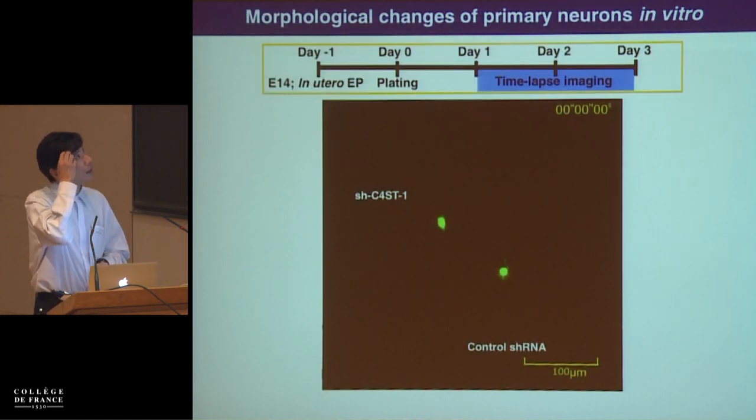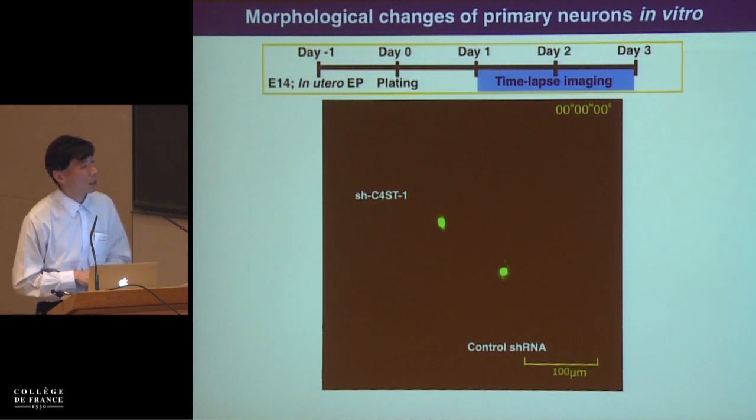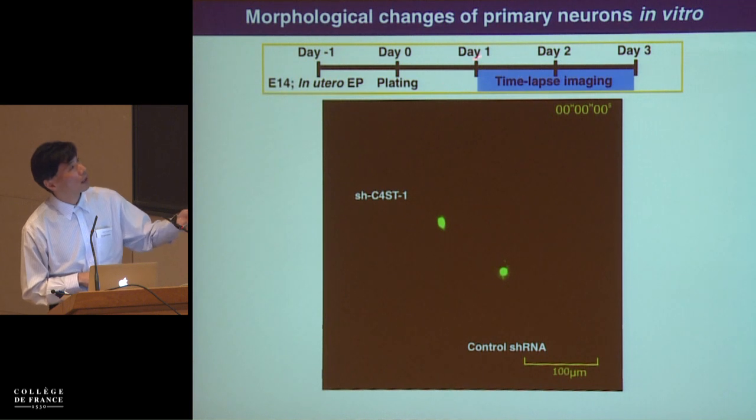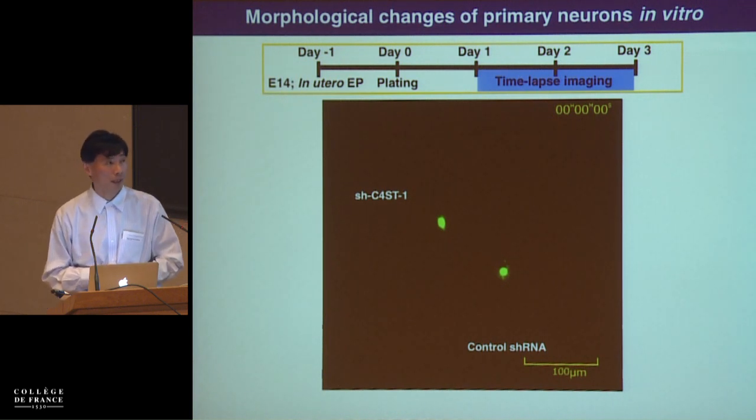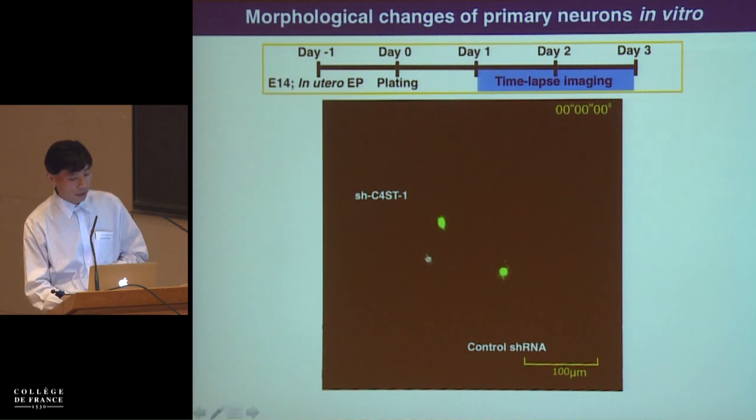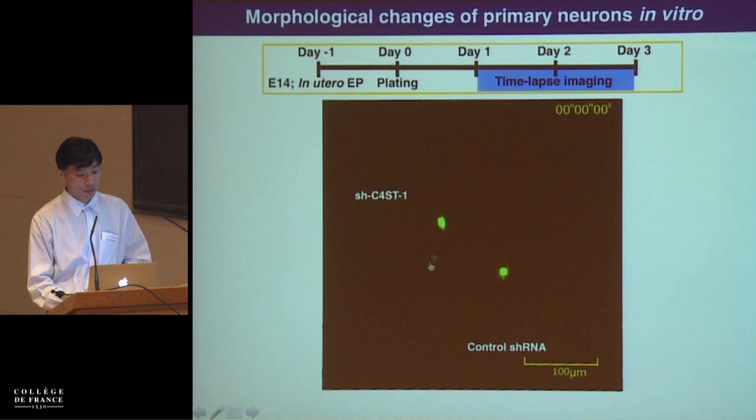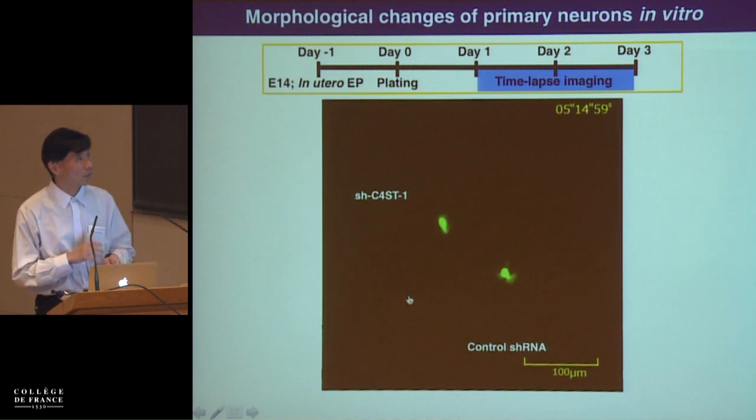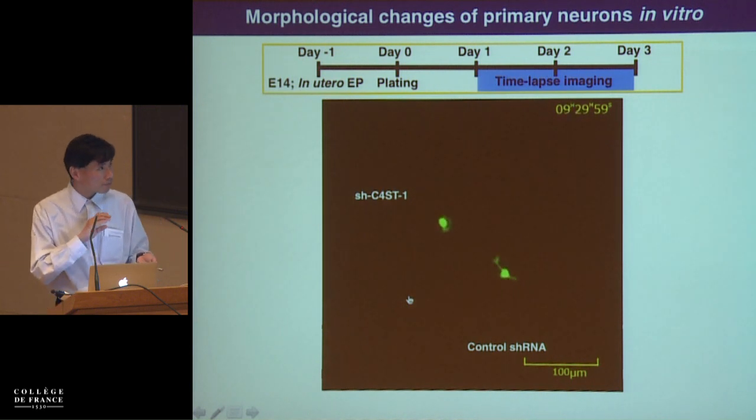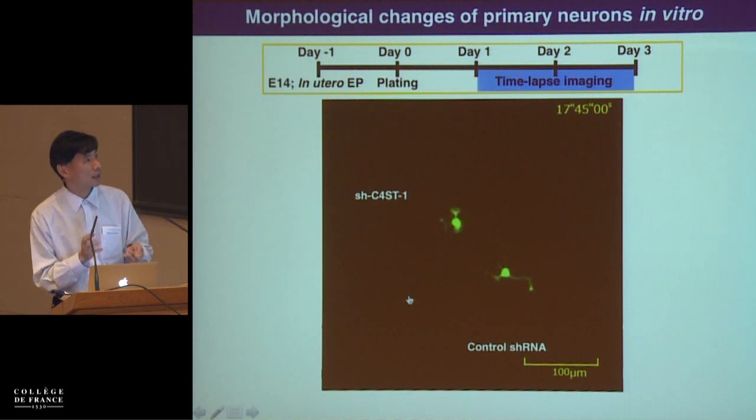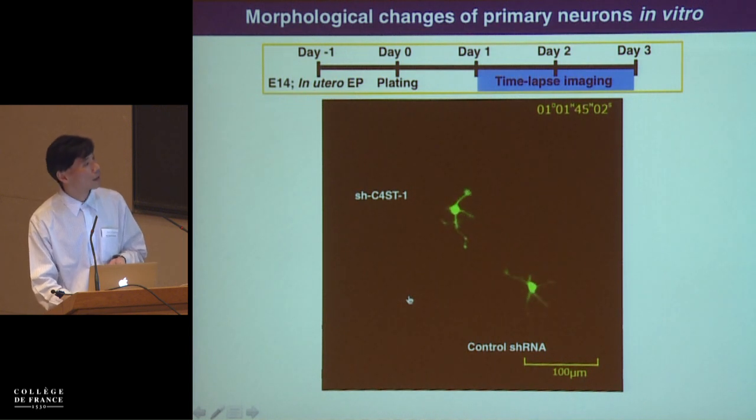So we finally tracked the morphological changes of primary neurons in vitro over 2 days using time-lapse microscopy. The right one is a control neuron, and the left one is C4ST1 knockdown neurons. During the first 24 hours, both neurons dynamically extend and retract multiple processes. We could not distinguish these neurons at this stage.